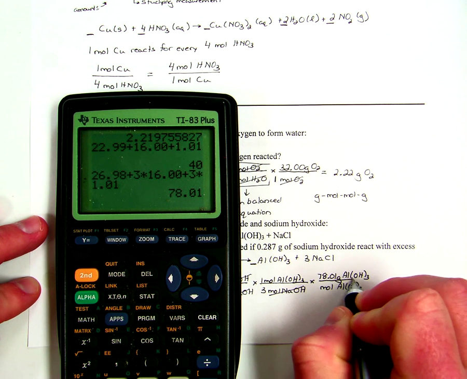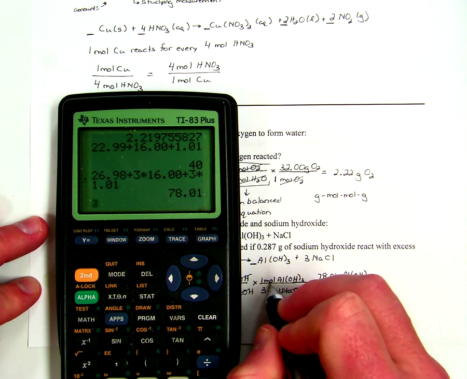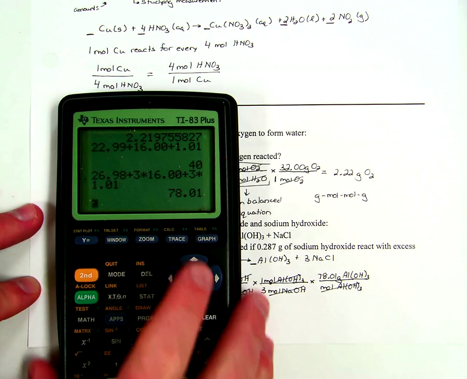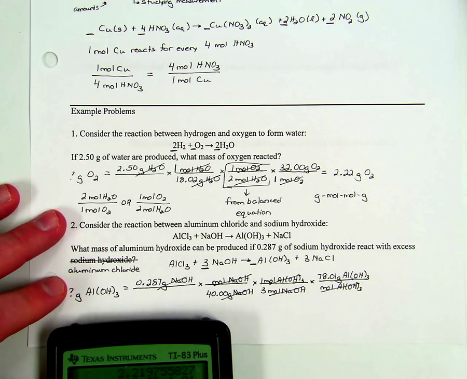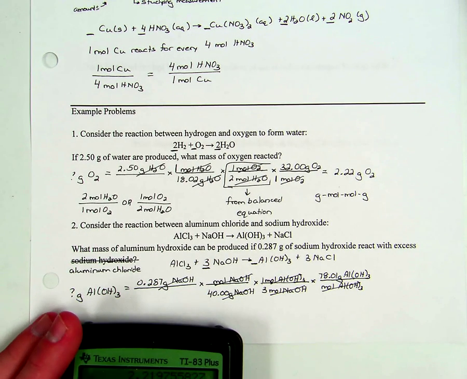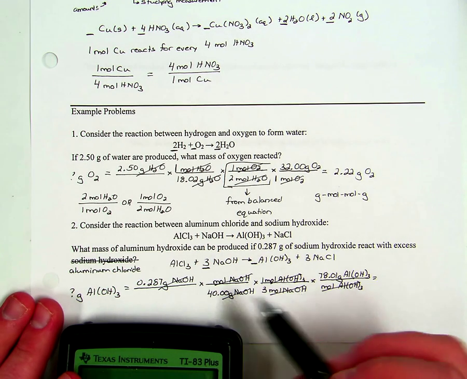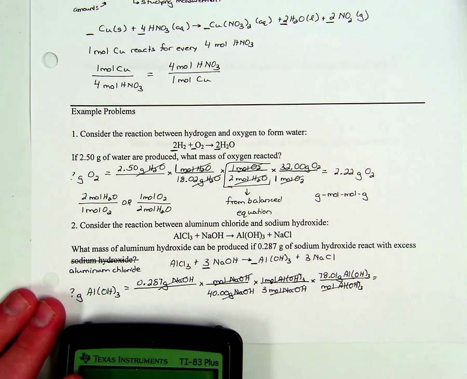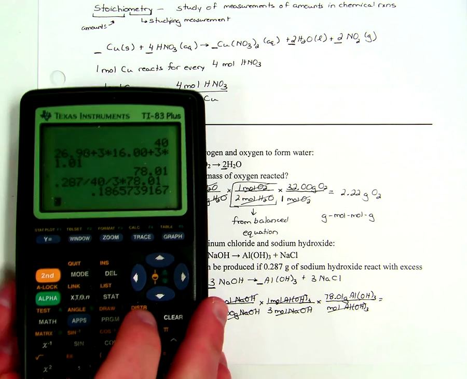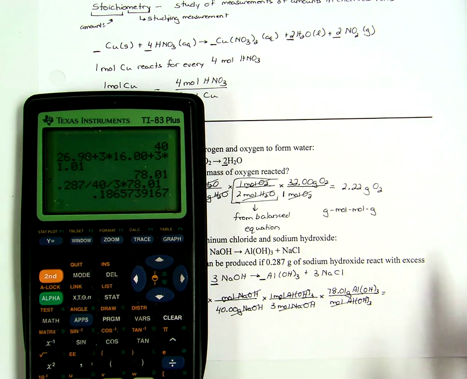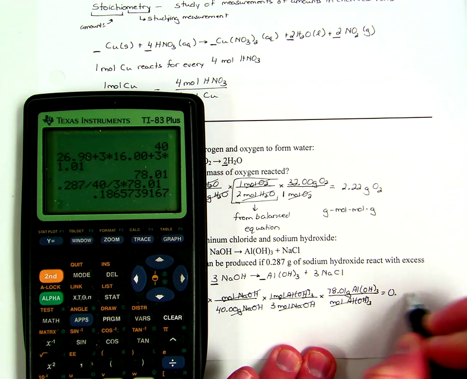Now it's just a matter of plugging in all the numbers to get our answer. We have 2.87 divided by 40 divided by 3 times 78.01. We get 3 sig figs here, the 2.87. Oh, sorry, you guys couldn't see the calculator there. So with the 3 sig figs, that would be 0.187 grams aluminum hydroxide. There's our answer.